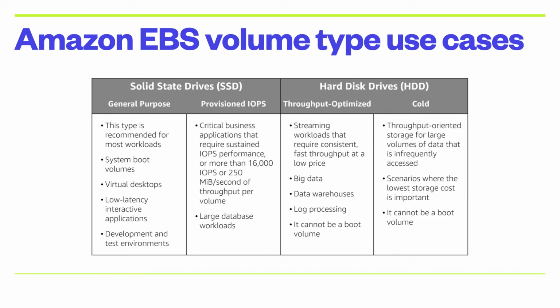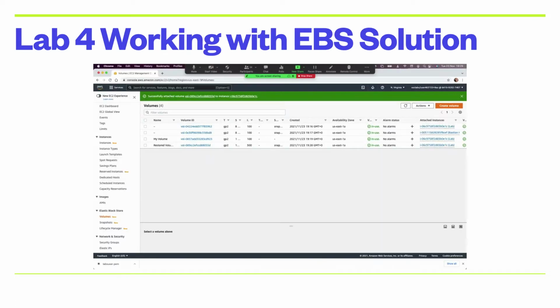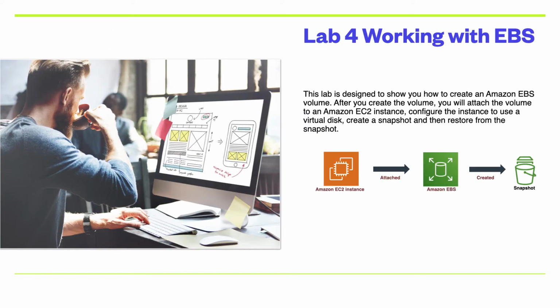So let us look now into Lab 4, working with Amazon Elastic Block Store. In this lab, we want to create an Amazon Elastic Block Store volume. Then we will attach the volume to an Amazon EC2 instance and configure the instance to use a virtual disk. We create a snapshot and then restore the data from the snapshot, just to show you how you can manage the data with an Elastic Block Store volume.